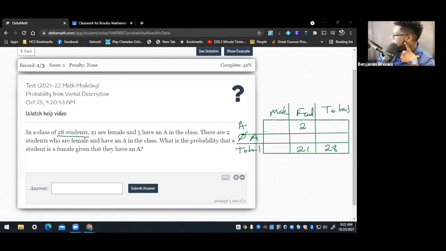Okay. So let's see. We're told that there are 28 students total. And what we can do is walk our way back through to figure out how many students there are. 21 students are female. That means there must be 19 that don't have an A in the class. And if there are 21 students that are female, that must mean there are 7 students that are male. Okay. And then if we think about it, let's see.